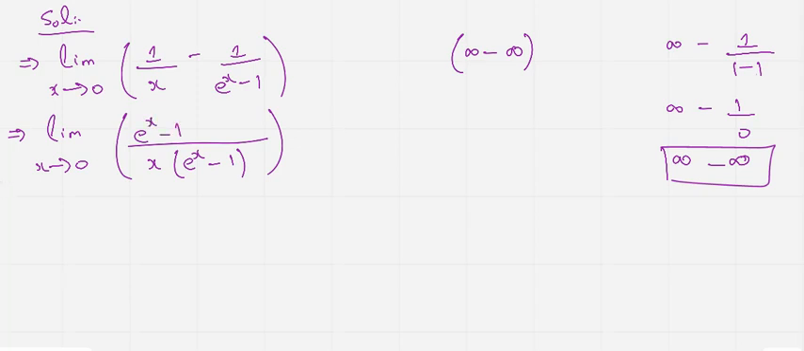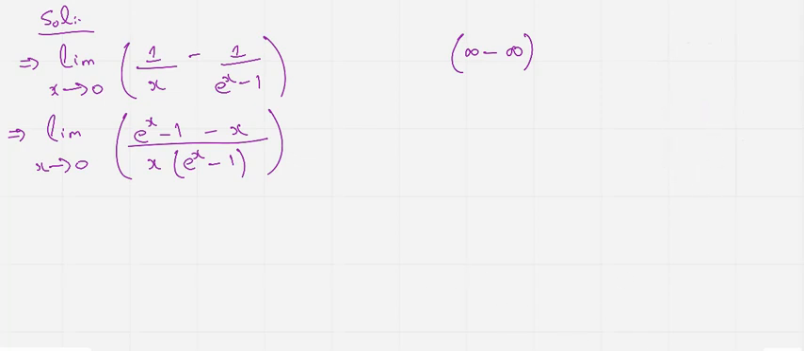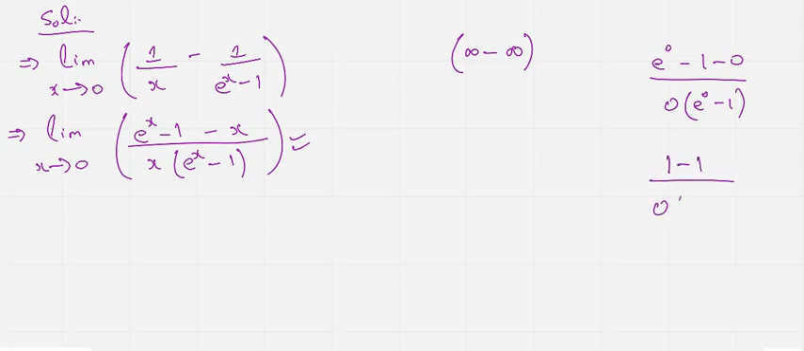So that's what I'm having. Once I apply the limit here, let me just remove this part. It's going to cause a mess if I keep it over here. Now I'm going to apply my limit on this new form. So it is e power 0 minus 1 minus 0 upon 0 times e power 0 minus 1. So it is giving me 1 minus 1 upon 0 times 1 minus 1. So it is giving me 0 upon 0, which is still indeterminate.